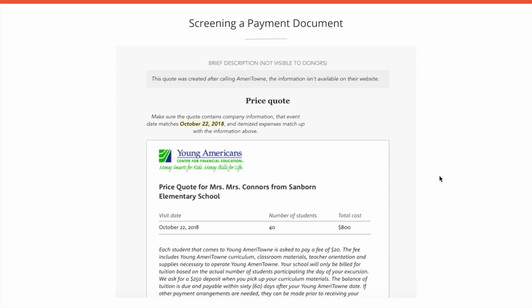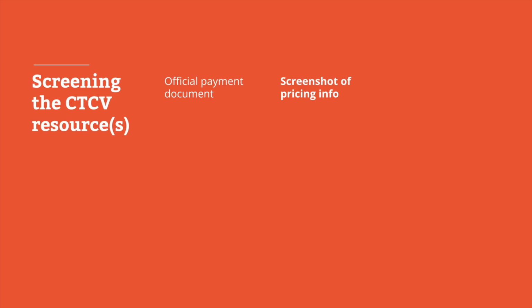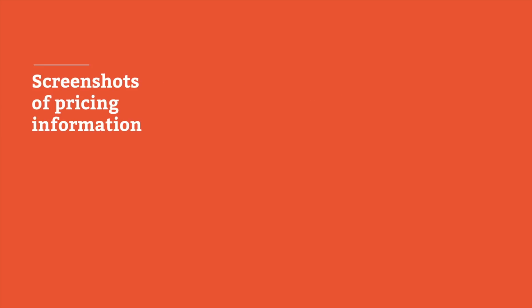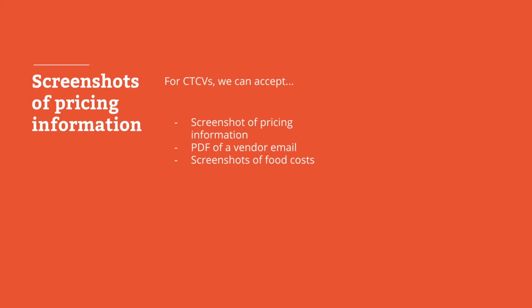Now let's move on to the second acceptable form of payment information, a screenshot of pricing information. Like I mentioned, for CTCVs, we can be a little more flexible than we are with special requests when it comes to payment information. So for CTCVs, we can accept information such as a screenshot of pricing information, a PDF of a vendor email, or even screenshots of food costs. An example of this could be a screenshot of the McDonald's menu, where the teacher would take a screenshot of the menu and just allocate a certain amount of cost per student.